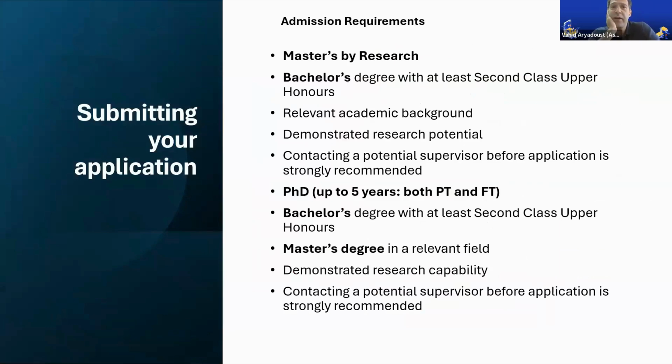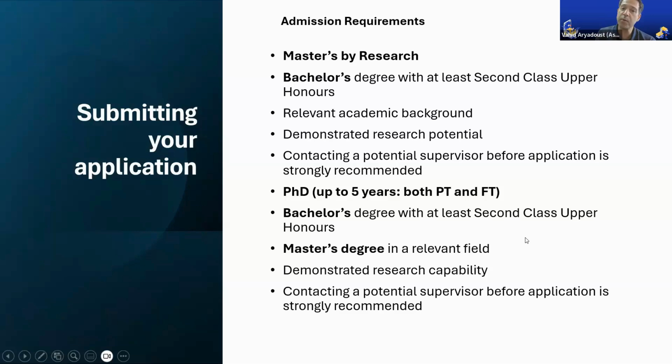Now, you might be asking, all right, so after I find my supervisor, what should I do? The next step is to submit your application. Remember, if you're applying to our Master's Bioresearch program, you need to have at least a bachelor's degree with at least second-class upper honors from any universities around the world. Or if you're applying for our PhD program, you need to have a bachelor's degree with at least second-class upper honors, as well as a master's degree in a relevant field.